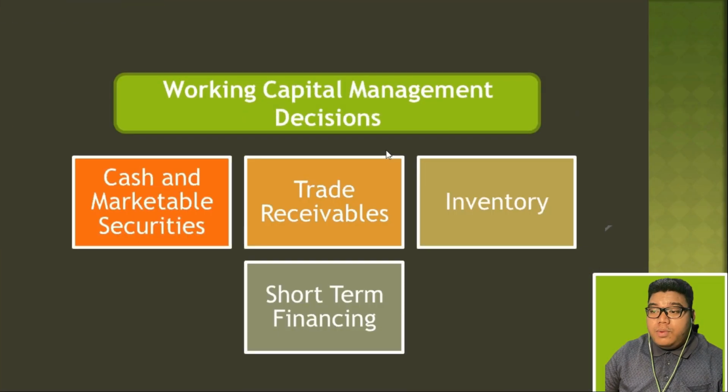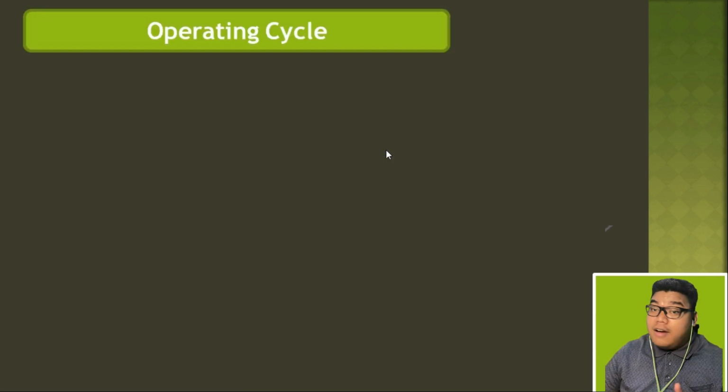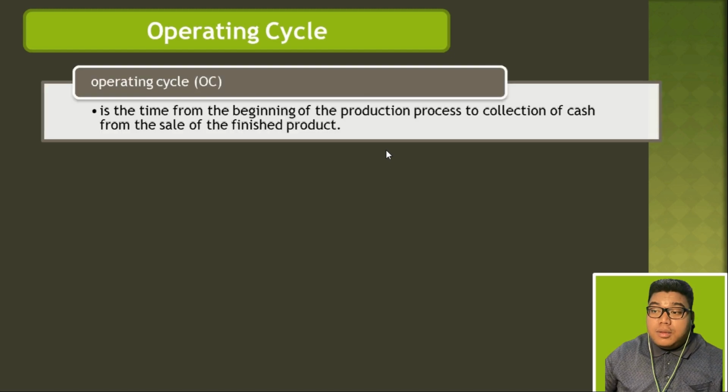So moving forward with the working capital management decisions that we have, as mentioned, what is operating cycle? I believe we have already discussed this in financial statement analysis, but in working capital management, operating cycle plays an important role as well, because operating cycle is the time from the beginning of the production process to collection of cash from the sale of the finished product. So this represents the time from making it up to generating the cash from the said product.